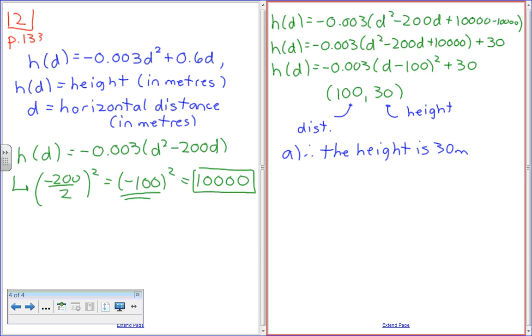Okay, B, it says, what's the horizontal distance? We need to do a lot of work. No, we don't. What's the horizontal distance? 100.